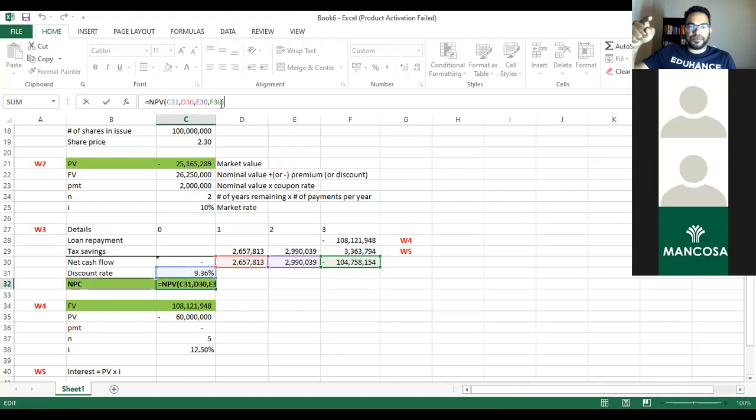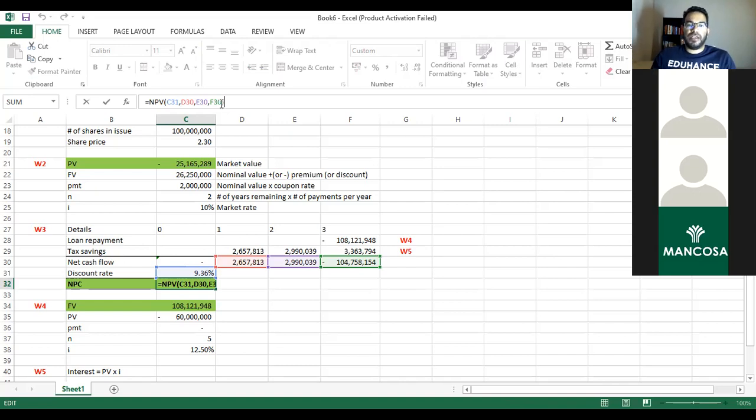0 cash flow. So why 0? Because the financial calculator starts from year 0, unlike Excel, which starts from year 1. So we're putting 0 cash flow. Why 0? Because in our calculation, year 0 is 0. Then we will put in the next answer, 2.6 million cash flow.